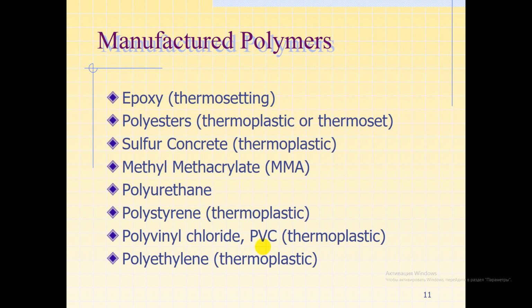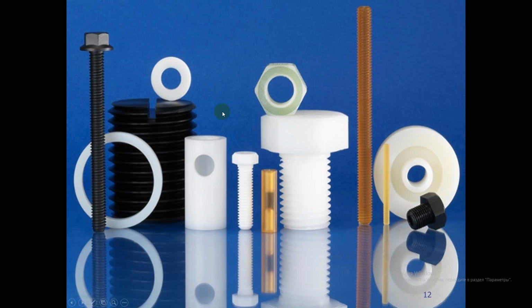The advantages are low cost, reasonable specific strength, chemical resistance, and ease of shaping into objects that are useful. And of course, synthetic polymers are mostly made from petroleum derivatives. So this is an example of manufactured polymers.